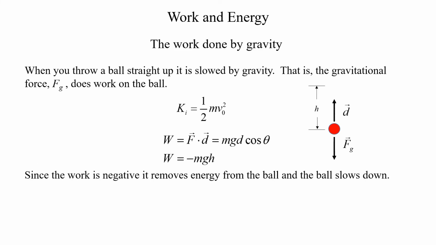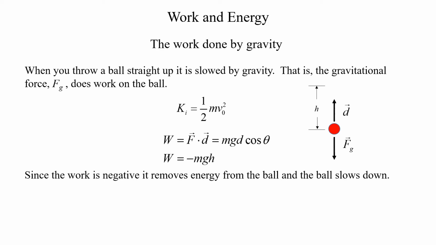All right, let's look at the work done by gravity. When I throw a ball straight up, it is slowed down by gravity. That is, the gravitational force does work on the ball. So when I throw the ball, the instant it leaves my hand, my hand is no longer influencing the ball. But the ball will have a certain amount of kinetic energy. We'll write that as 1/2 mv naught squared.